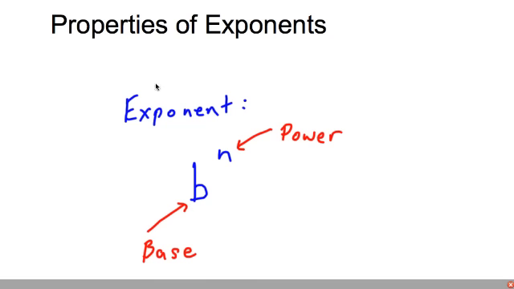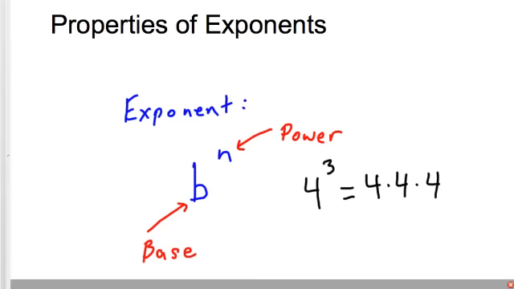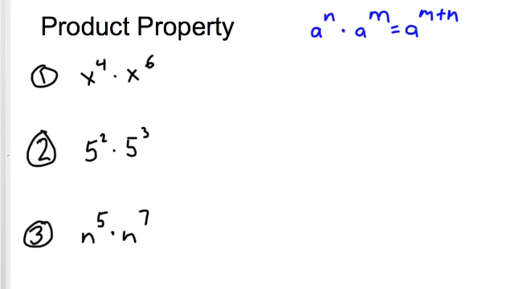As an example, if we took a base of 4 to the third power, that is how we read it. Just remember that that means we're taking 4 times 4 times 4. We'll look at some properties as they relate to these exponents. First off, the product property.